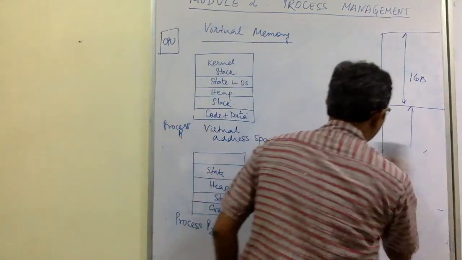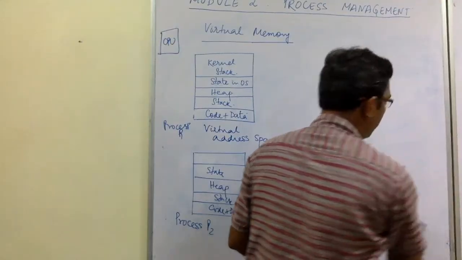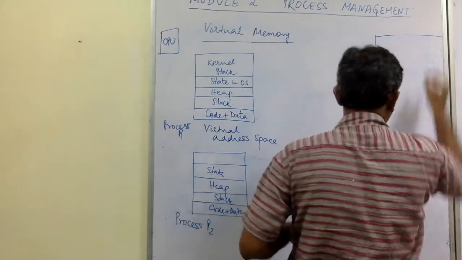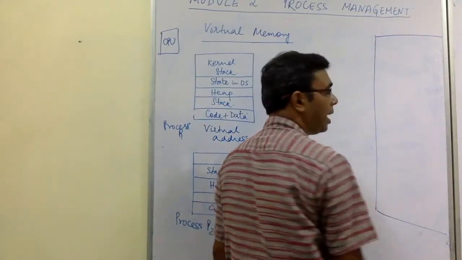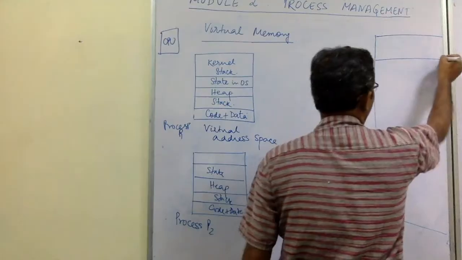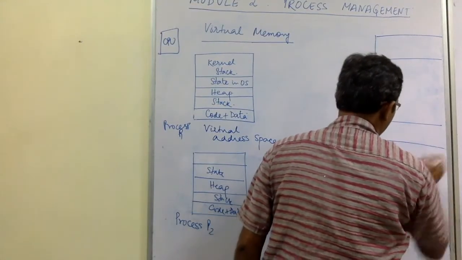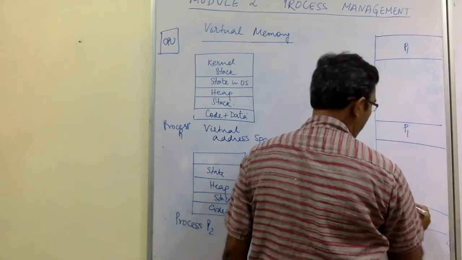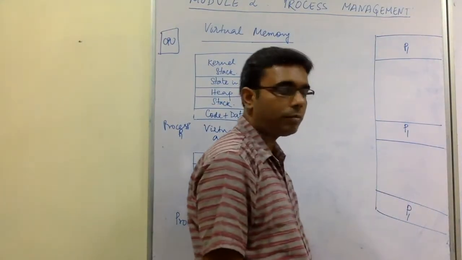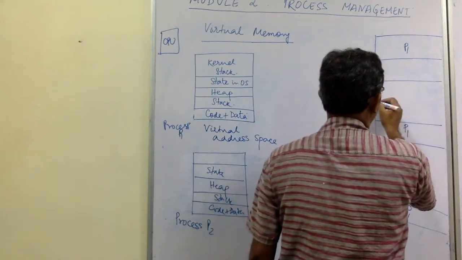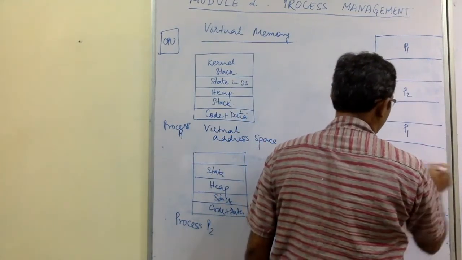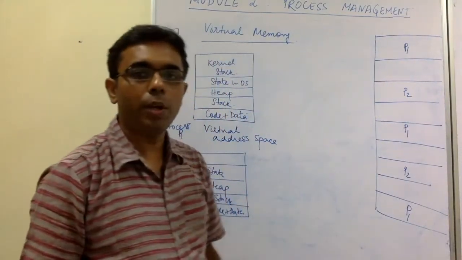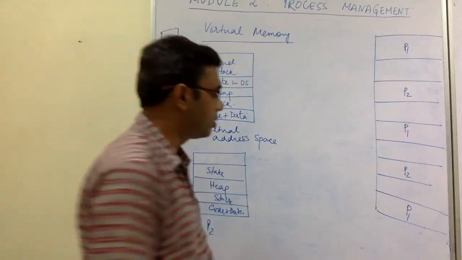Which means that if you look at the physical memory, the processes that are sitting in this particular memory at any point of time may be sitting in a distributed way. That is, let's say this is P1, some part of P1 is here, some part of P1 is here, some part of P1 is here. Whereas for P2, some part of P2 is here, some part of P2 is here. So you see, it's a completely distributed way of storing the processes in the physical memory. So this is the physical memory.